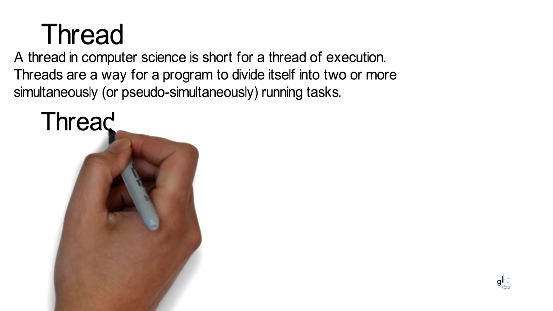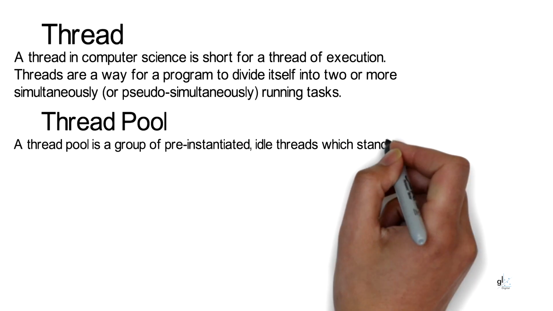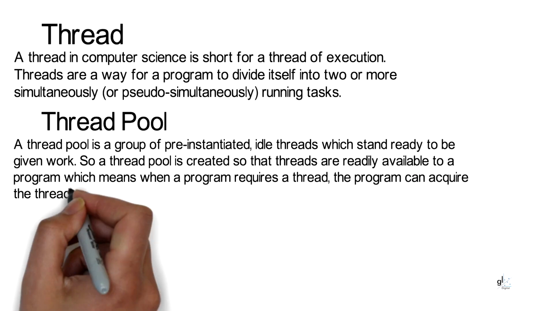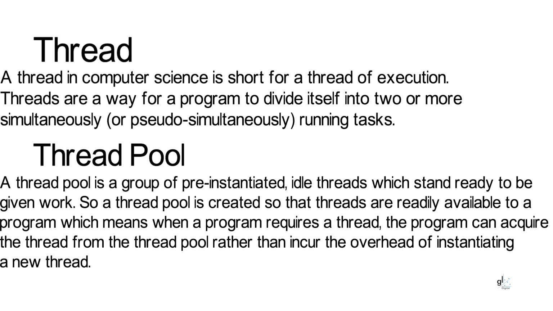Thread pool. A thread pool is a group of pre-instantiated idle threads which stand ready to be given work. So, a thread pool is created so that threads are readily available to a program, which means when a program requires a thread, the program can acquire the thread from the thread pool rather than incur the overhead of instantiating a new thread.